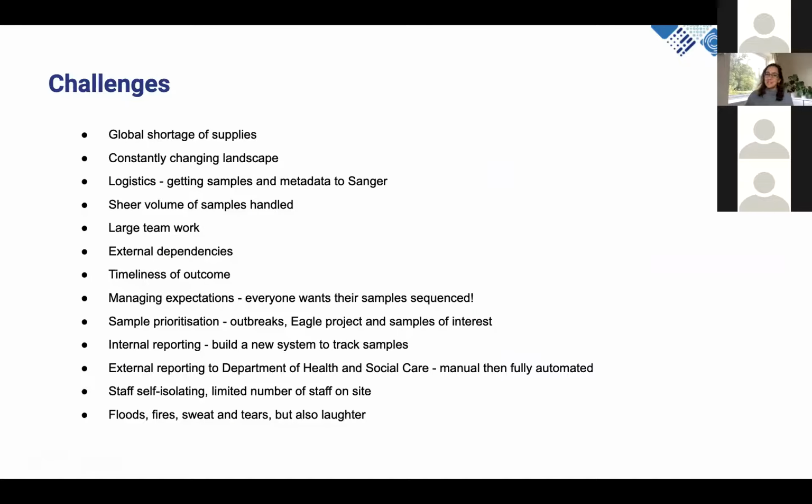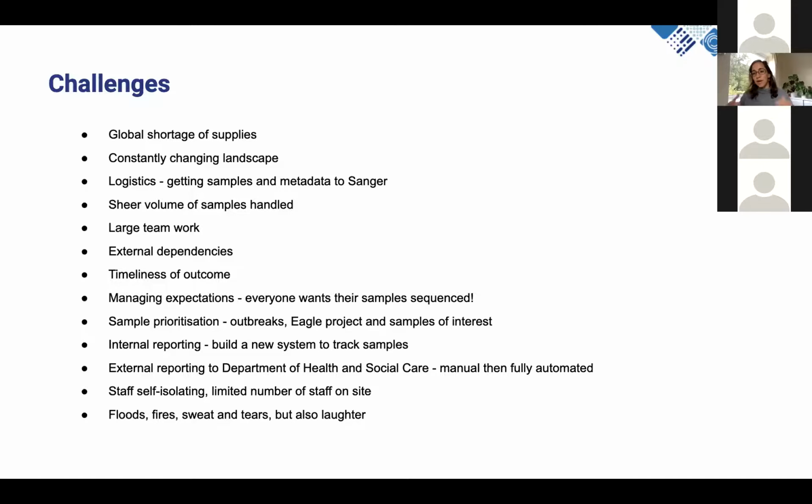Right, so this is the part that I wanted to take some time to discuss with you, which is the challenges. Any lab doing whole genome sequencing for genomic surveillance purposes will face some of these challenges. One of them, as I said before, is the global shortage of supplies. Not only plasticware, but a proportion of the reagents that we use to produce whole genome sequencing. Therefore, we have to manage expectations, and we have to manage the production as well.